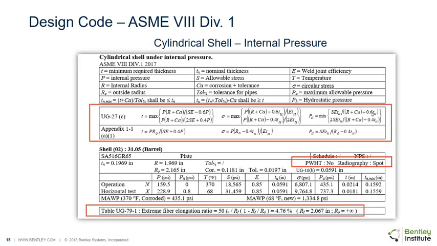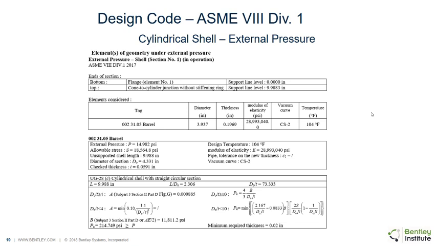The calculations for each component are clearly illustrated in the report with code references and equations. The cylindrical shell calculations shown above with thickness verification and extreme fiber elongation check in accordance with UG 79-1. The external pressure calculations involve evaluation of maximum allowable external pressure and verification that the external pressure applied is acceptable.